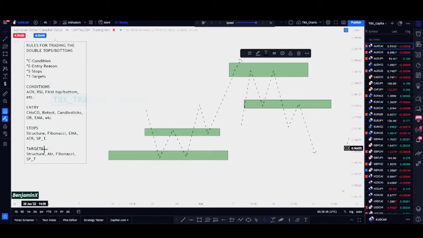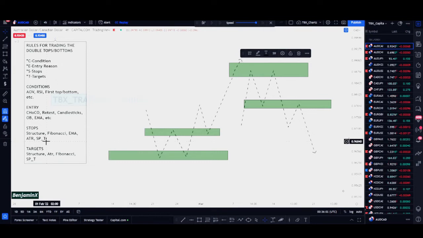Now, our stops, where we want to set our stop loss, you can also use structure. You can use a Fibonacci retracement. You can use your moving average, set it above or below the moving average, and you can use your ATR, one or two ATR below your entry candle, and you can use what they call a specific stop loss. This should be S, not T.